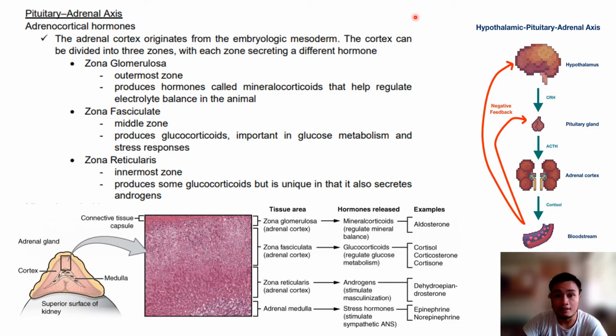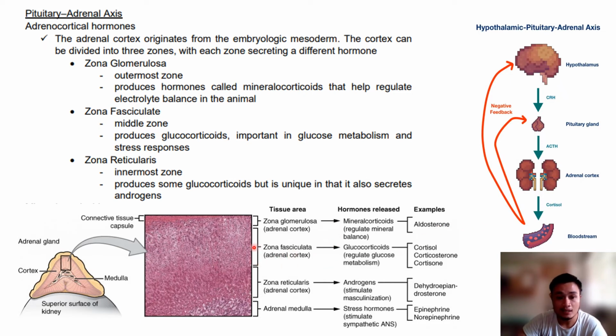Now, let's go to your adrenocortical hormones or hormones that are secreted by your adrenal cortex, which is actually also under the regulation of your pituitary gland. So your adrenal cortex, as you can see here, is actually functionally and anatomically divided into three parts again. So your zona glomerulosa, zona fasciculata, and your zona reticularis. So your zona glomerulosa actually is involved in secreting the hormones that regulate the mineral balance of your body. So your mineralocorticoids, so primarily your aldosterone.